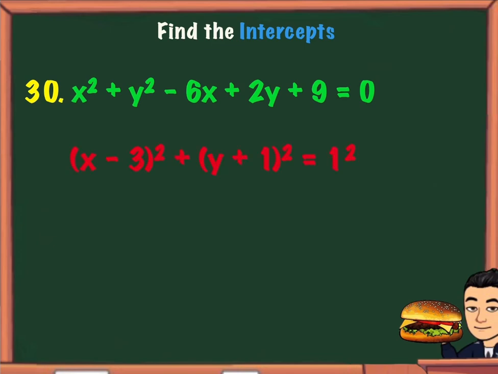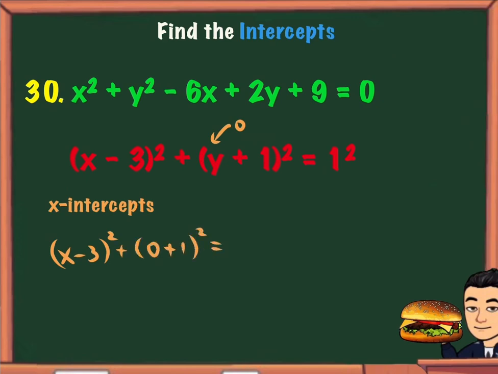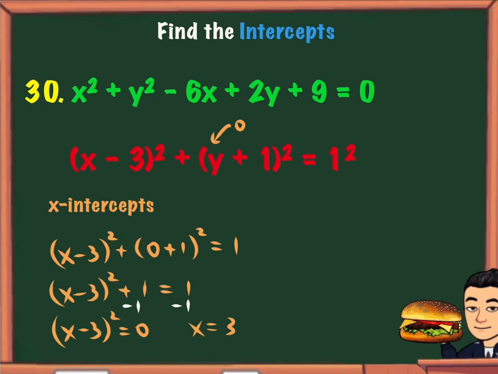Here I brought out the standard form. In order to find the x-intercepts, we can insert 0 into y, and we get x minus 3 squared plus 0 plus 1 squared equals 1. So x minus 3 squared plus 1 equals 1. Subtract 1 on both sides. I get x minus 3 squared equals 0, so x equals +3. So there is only one x-intercept, which is 3, comma, 0.